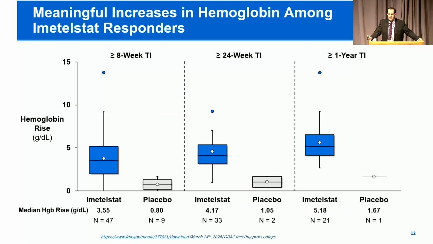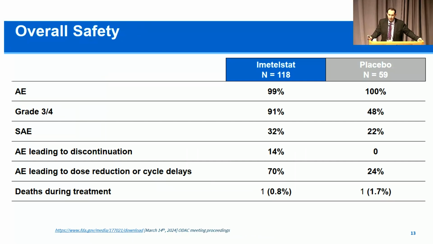The increases in hemoglobin levels were quite meaningful as well, where the patients achieving an 8-week TI had a median of 3.5 grams of increase in their baseline hemoglobin. Looking at the 24-week TI, that increased to 4 grams, and at the 1-year TI, that increased to 5 grams. So it seems like the responses deepen with time and the hemoglobin continues to rise. So I hope I convinced you that it's an effective therapy for patients with lower risk MDS.